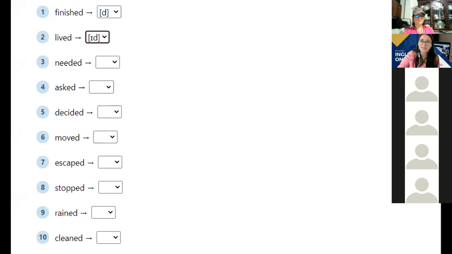Ok. Gloria, me ayuda. Number three, Gloria. Tenemos el verbo need. ¿Cómo lo vamos a pronunciar? ¿Con el T, con el D o con el ID? Need. ¿Con cuál? Con la D. Ok.